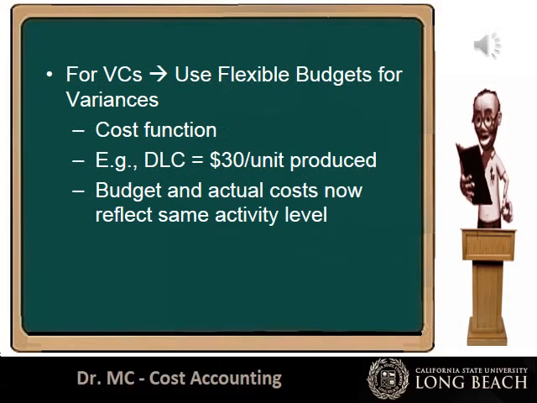For variable costs, we use flexible budgets. Completely flexible budgets are cost functions. Tell me how many units your firm produced, and I will plug that number into the cost function and tell you what your budgeted cost for that many units should be. For example, if your cost function is $30 per unit times the number of units that your firm produced, then you can say that the budget for 10 units is $300. When you use flexible budgets to calculate budget variances, you now have a meaningful comparison between budgeted and actual costs because both the budget and the actual costs reflect the same activity level.